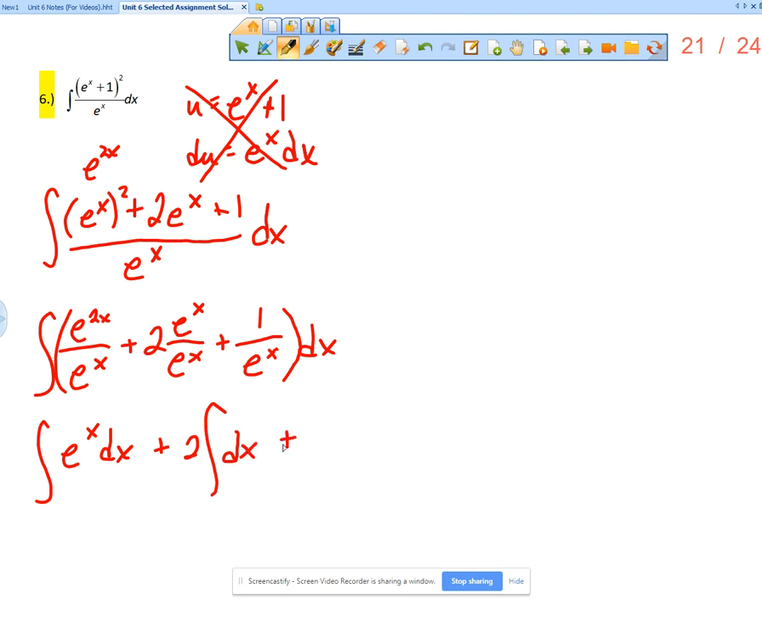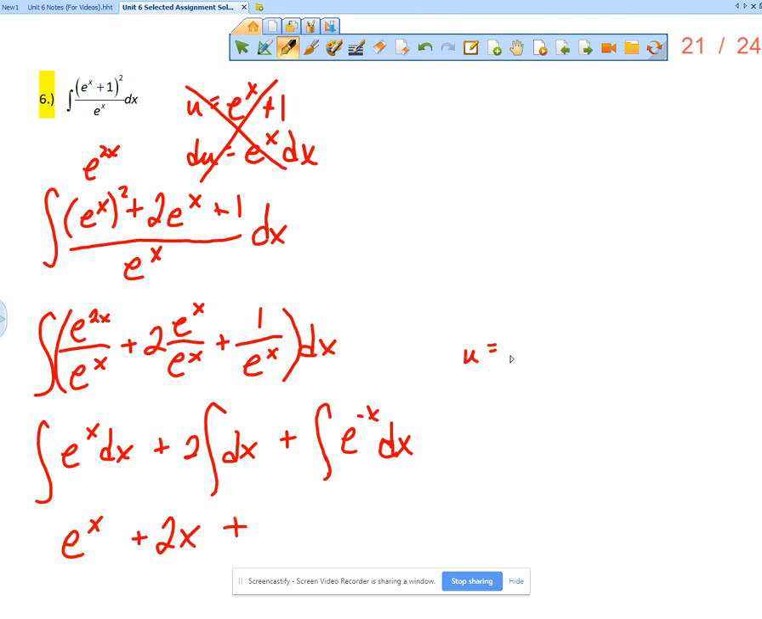And then plus, now how do I deal with this? 1 over e^x. That's actually e^(-x) with respect to x. And so now I'm going to have to integrate that. So the first one, integral of e^x is e^x. That's easy. Plus, integral of 2 dx is just 2x. That's easy. Plus, now, how do I integrate e^(-x)?